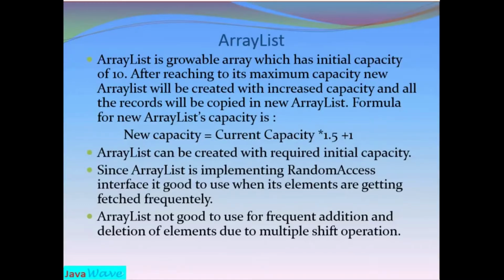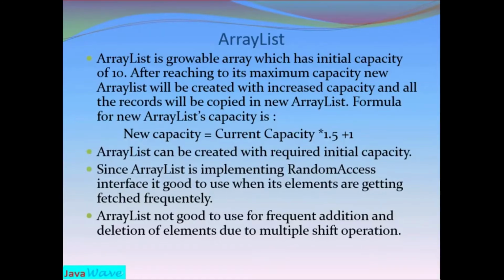If I don't want to create an ArrayList with the default initial capacity and I want to provide a larger number as the initial capacity, that can also be done. And since ArrayList implements the RandomAccess interface and it has an index-based data structure, it is good to use when elements are fetched frequently. Means if it is retrieved frequently, I just use the get method, provide the index, and it will fetch the object from that index. ArrayList is not good to use for frequent addition and deletion of elements due to multiple shift operations.